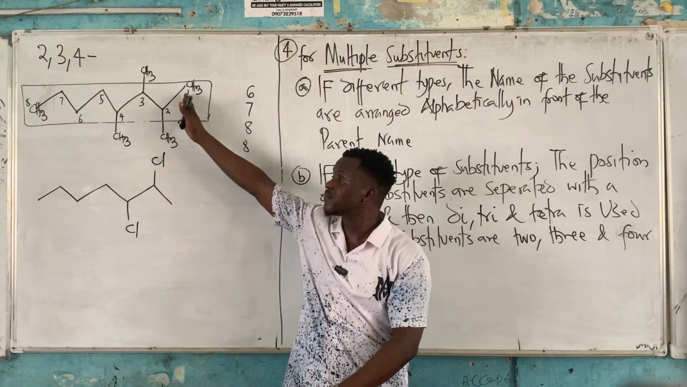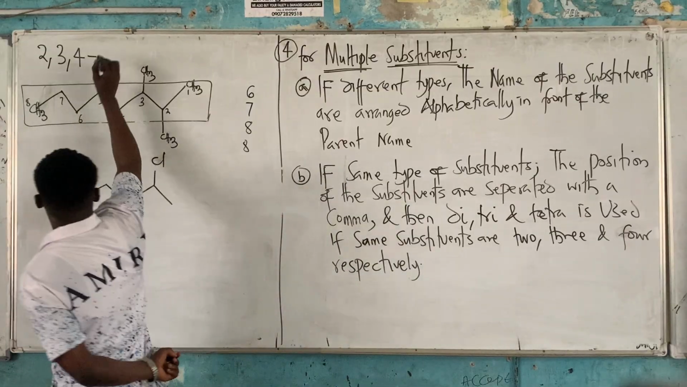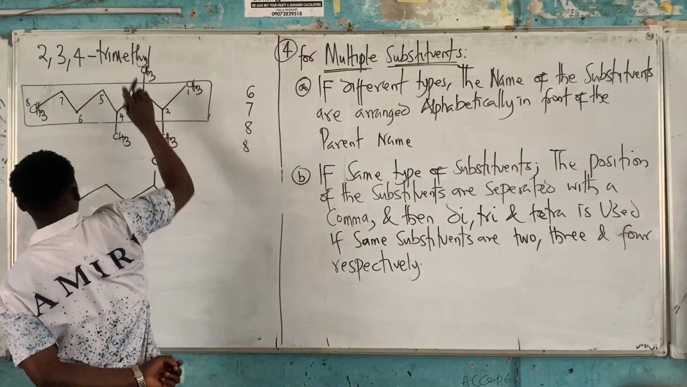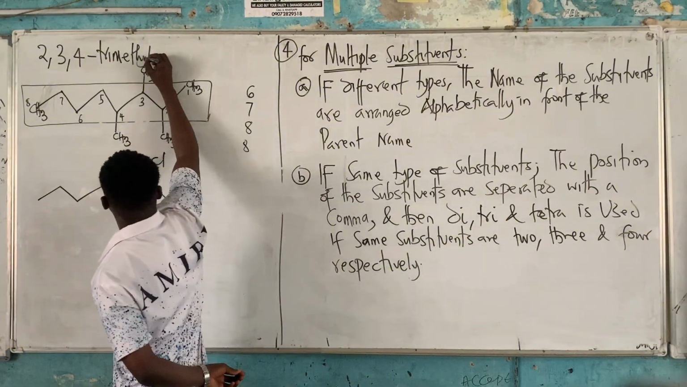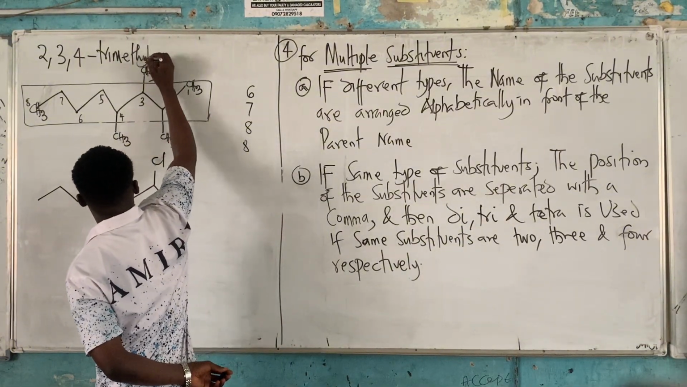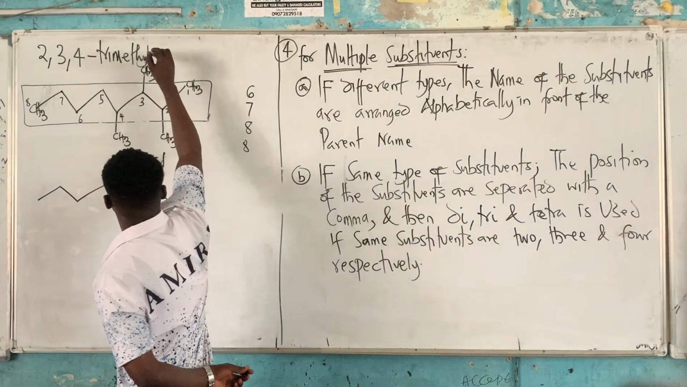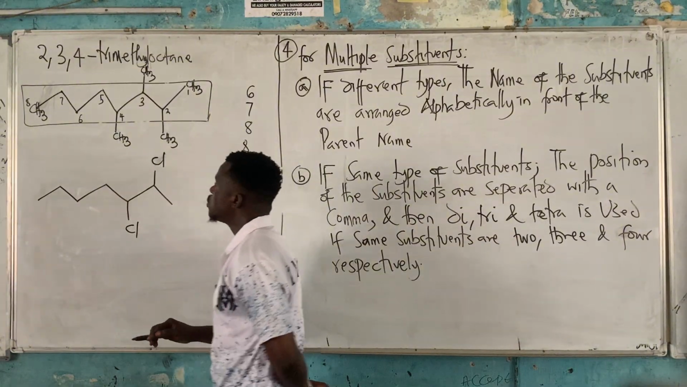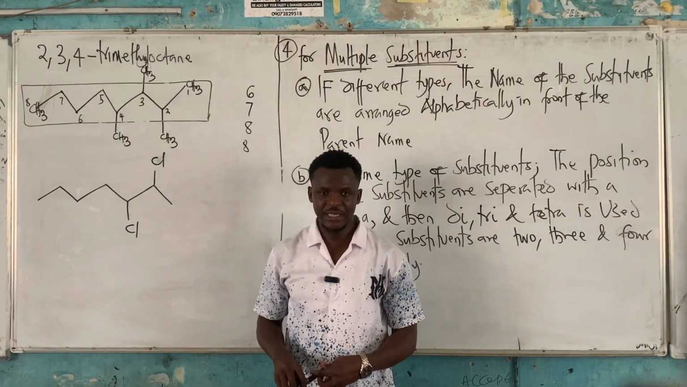So how many same type of substituent do we have here? 3, right? So this becomes tri what? Because methyl is repeating itself how many times? 3 times. So this is trimethyl. What is the parent name here? 8 carbon alkane is octane. So that becomes the name of that guy: 2, 3, 4 trimethyl octane.